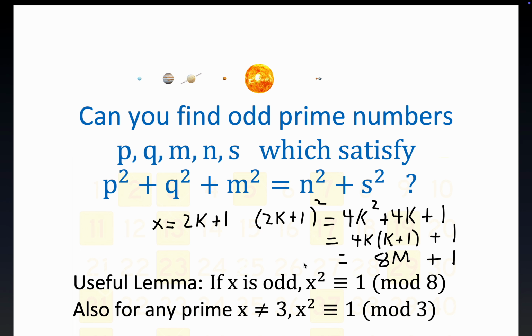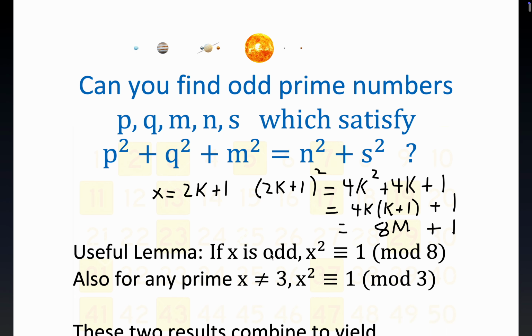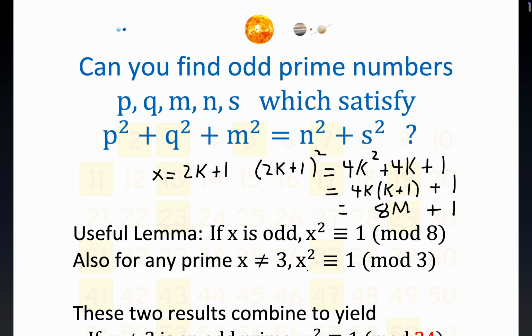Now, there's another result right here, and I said odd. Most prime numbers are odd, right? 2 is the only even prime number, so odd helps out here with the prime side of this. Now this very next result is true based on the fact that x squared is congruent to 0 or 1 mod 3 for all integers, but you have to rule out 3 here because 3 squared, of course, is just 0 mod 3. So for any prime not equal to 3, we have x squared is congruent to 1.